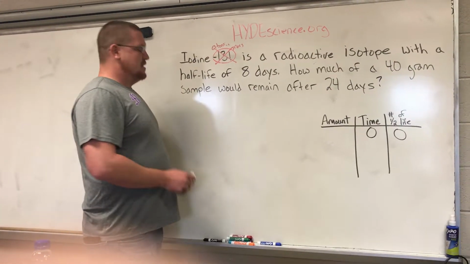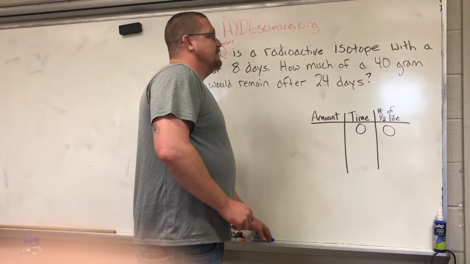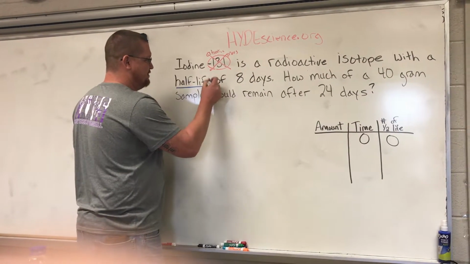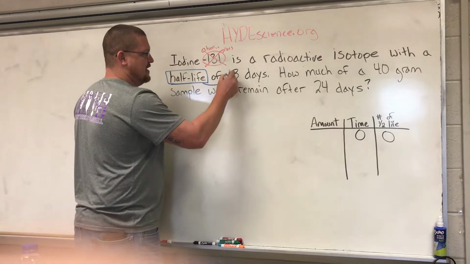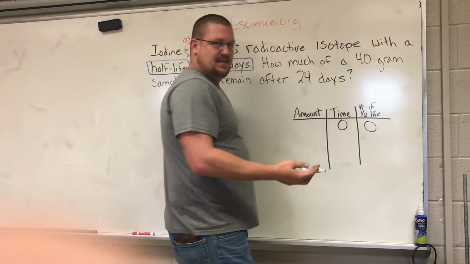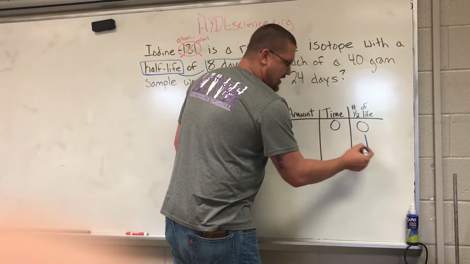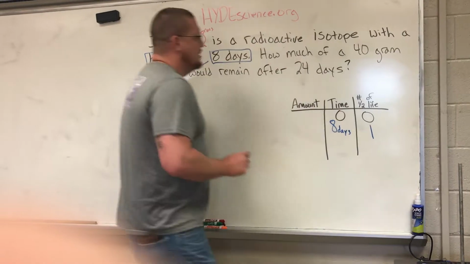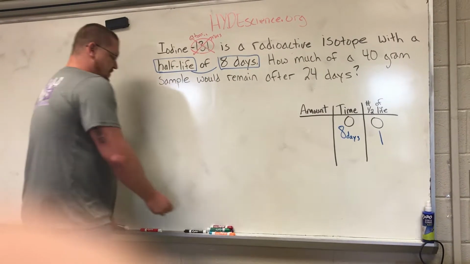If we continue reading, we see that it's a radioactive isotope, as we just discussed, with a half-life. The half-life is 8 days. So over here, we always start 0, 0 because nothing happens at the beginning. One half-life is 8 days. We continue going through our problem here.